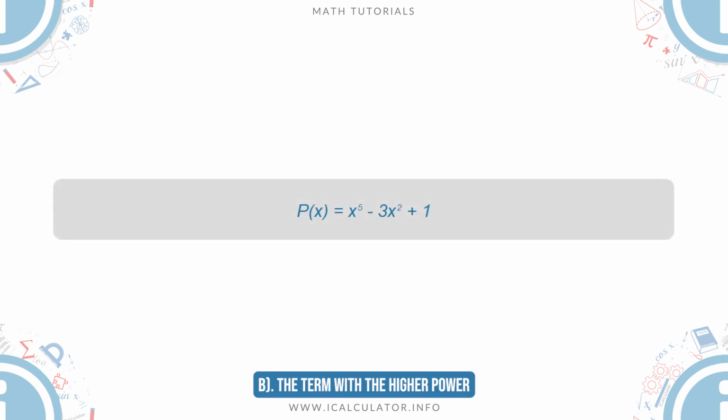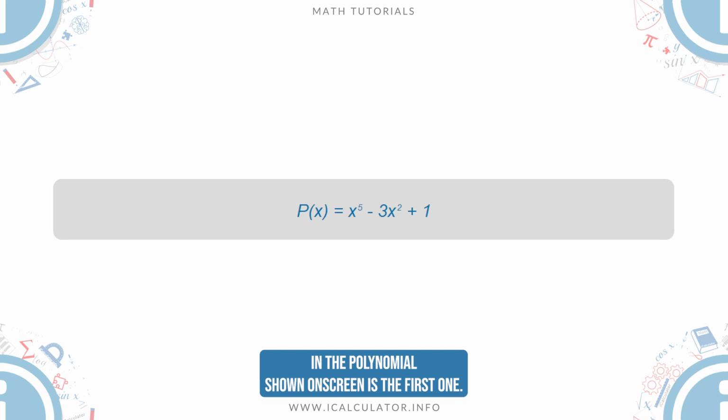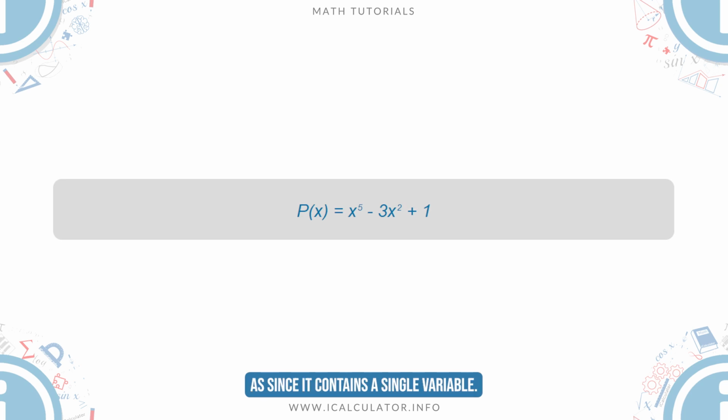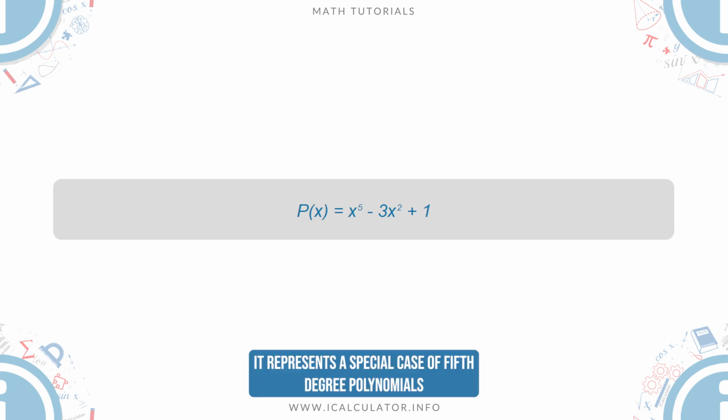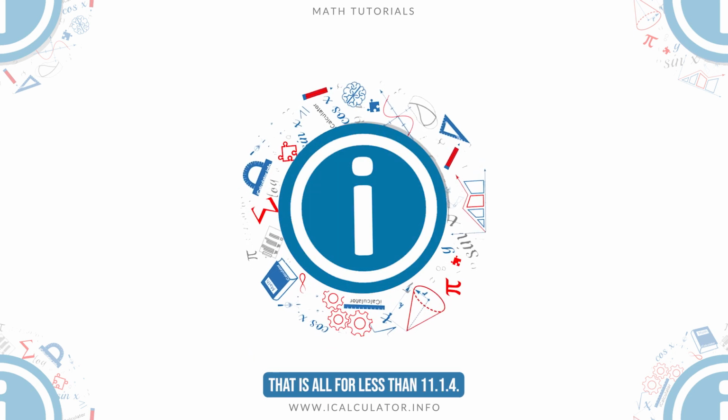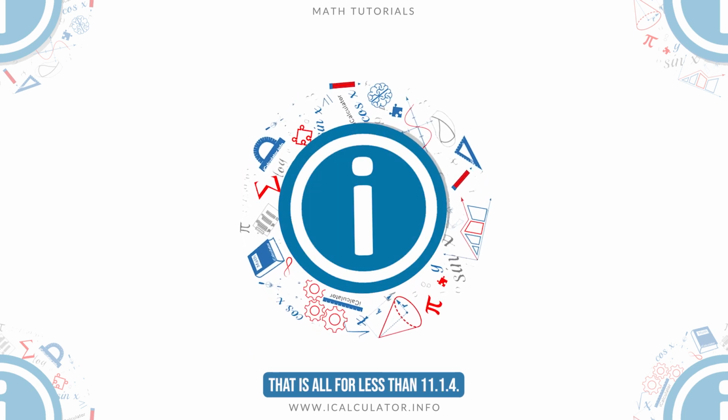B. The term with the higher power in the polynomial shown on screen is the first one. It has the variable x raised to the fifth power. Therefore, this is a fifth-degree polynomial. This is also a quintic polynomial, as since it contains a single variable, it represents a special case of fifth-degree polynomials. That is all for lesson 11.1.4.